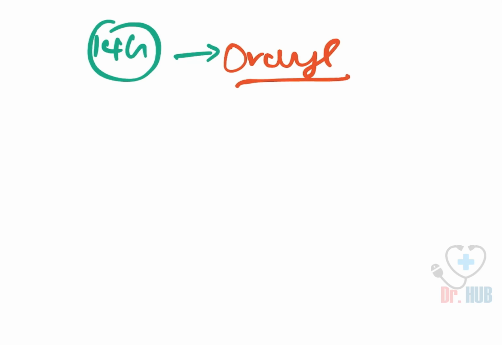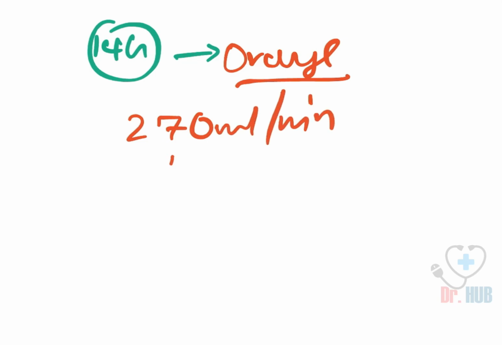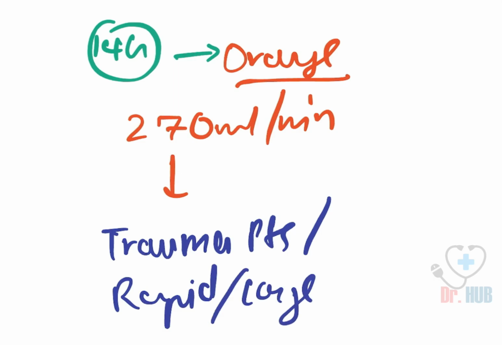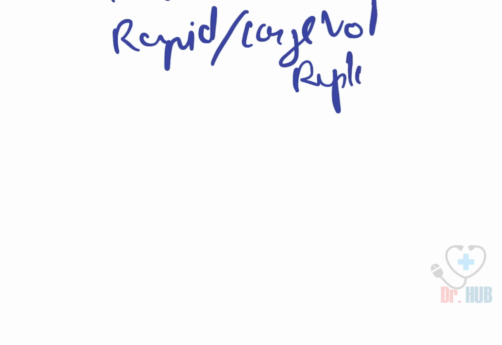Firstly, we have 14G, and it stands for the color code orange. What is the flow rate? The flow rate for orange is 270 ml per minute. Where is this 14G used? The uses include trauma patients, rapid transfusion, and large volume replacement.